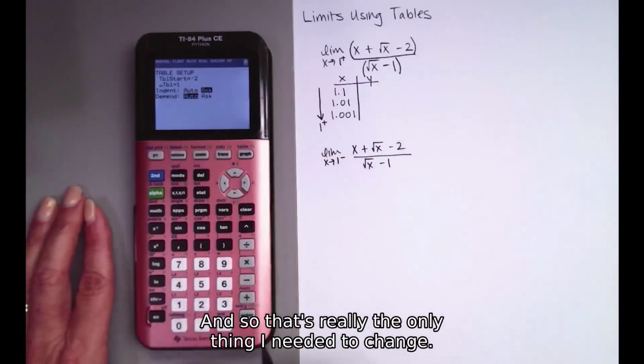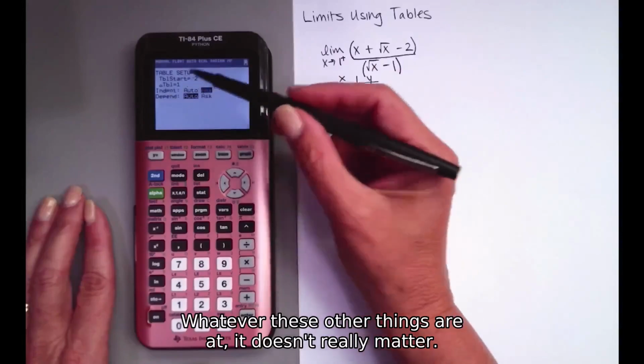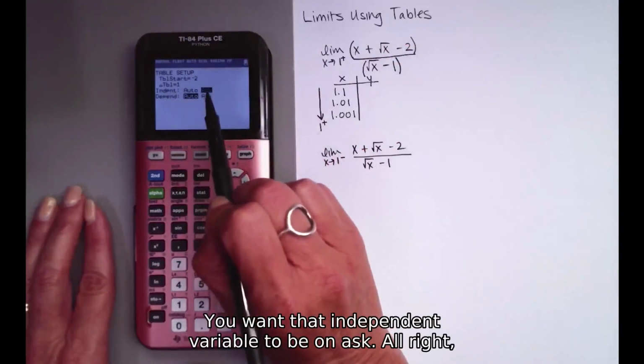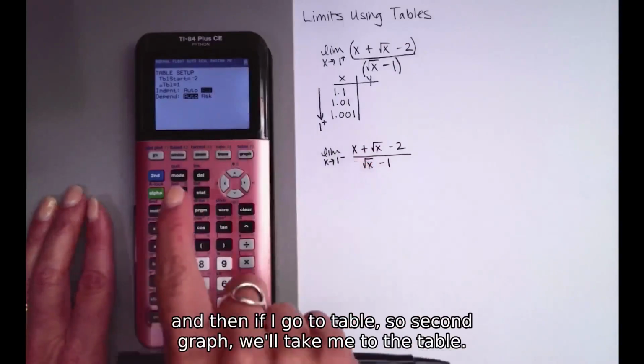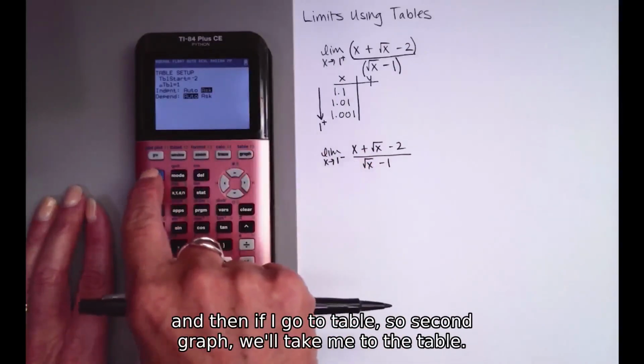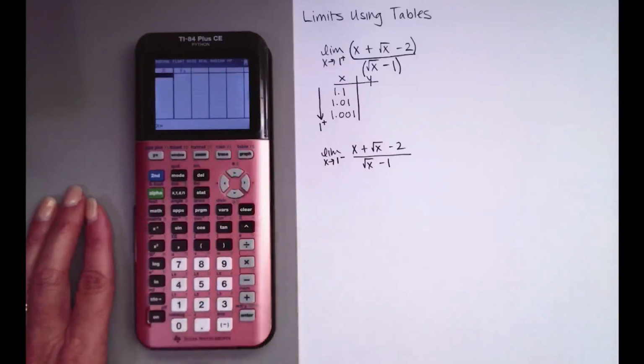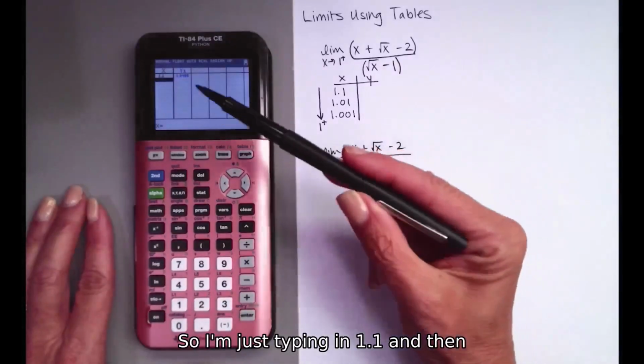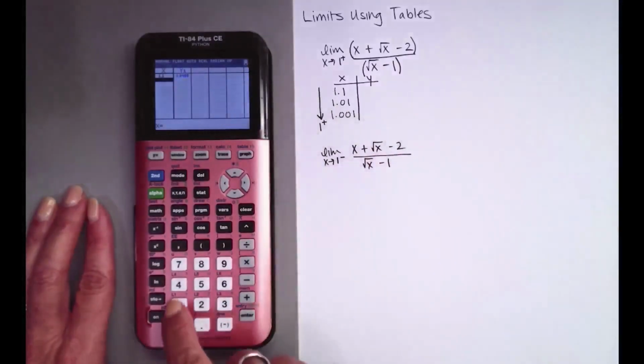And so that's really the only thing I needed to change. Whatever these other things are set at, it doesn't really matter. You want that independent variable to be on Ask. All right, and then if I go to Table, so second graph will take me to the table. See a table here, and you can type whatever values you want in for x. So I'm just typing in 1.1, and then 1.01, and 1.001.